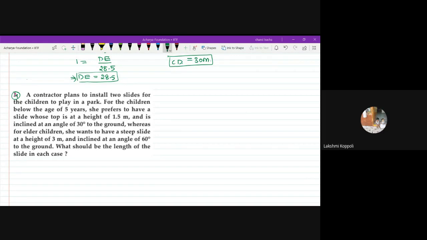Sir, I got 3 meters, sir, answer. Length of the side of the children below of the age is 3. Okay. In 5 years, sir. Mm-hmm. Age 5 years. Okay.